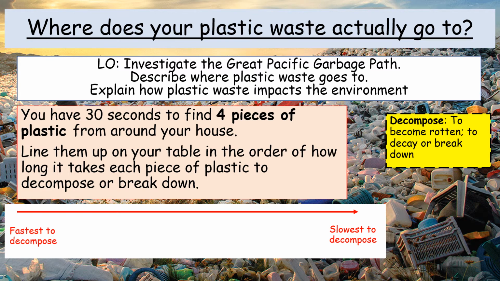Find those 4 pieces of plastic and then on your table, line them up in order of how long it takes each piece of plastic to decompose. Which do you think will decompose the fastest and which do you think would decompose the slowest? Line them up in order, perhaps with on the left you've got fastest to decompose and on the right you've got slowest to decompose. Pause the video once you've done this and then press play once you've finished.